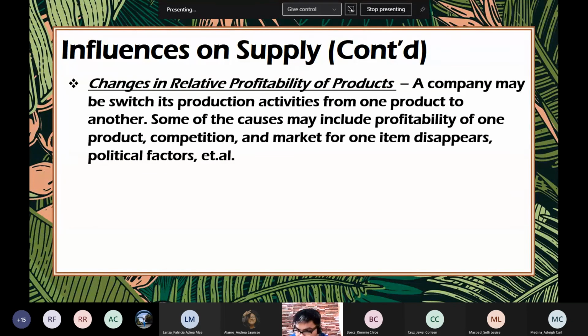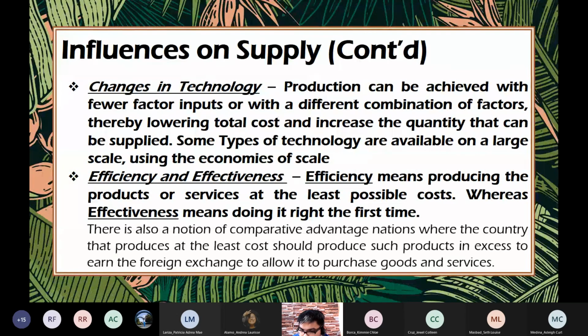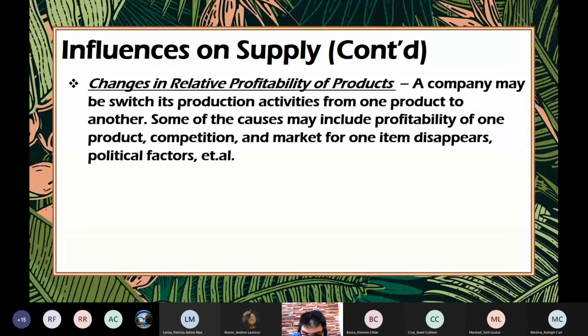Changes in relative profitability of products. Extend tayo ng konti, no? Kahit mga 11 naman lang. Kindly read, Mr. Diaz. Kindly read changes in relative profitability of products. Mr. Diaz. Yes, sir. Okay, kindly read.